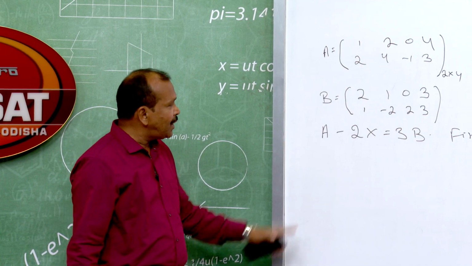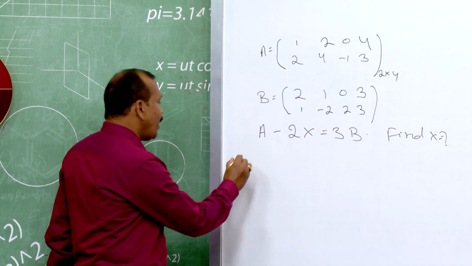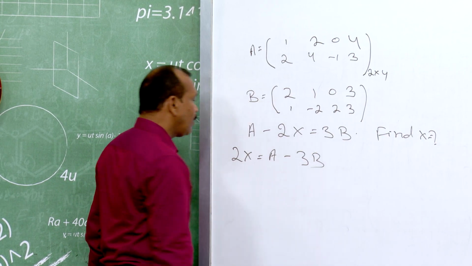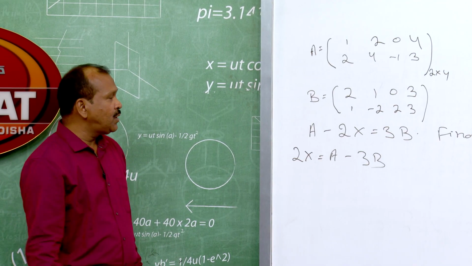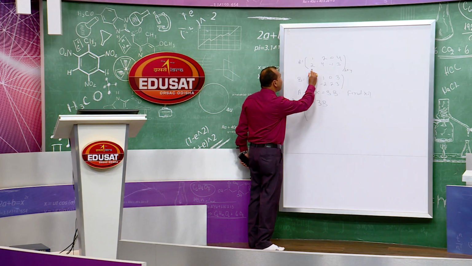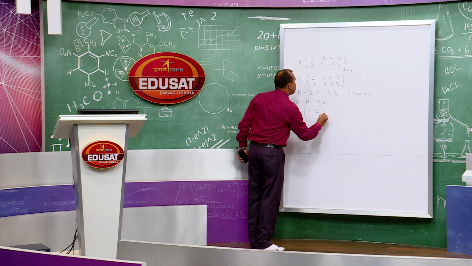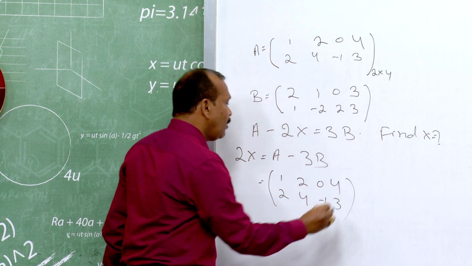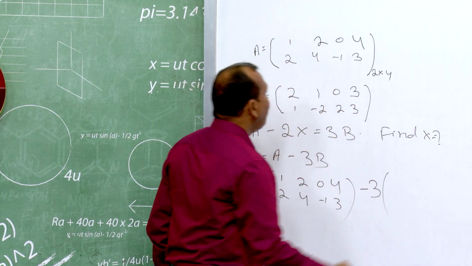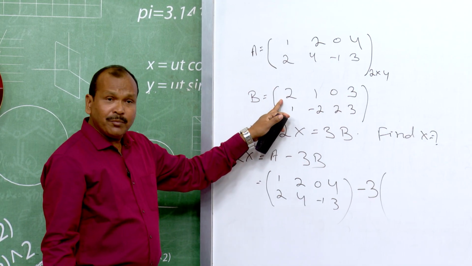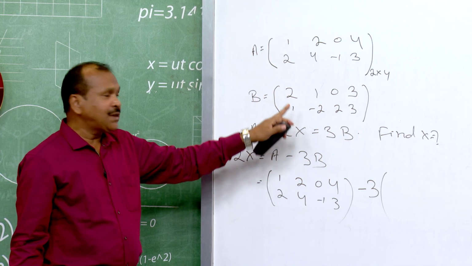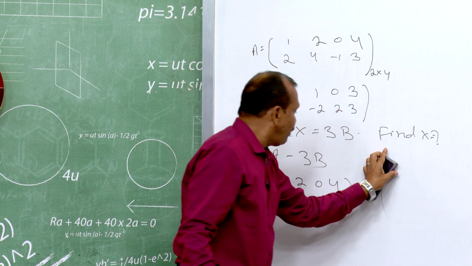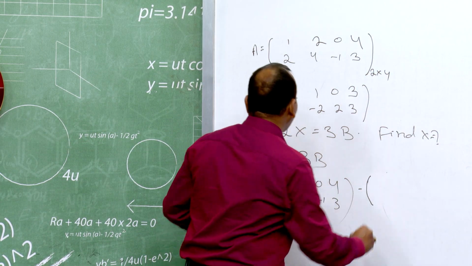So how to find it? A minus 2X is equal to 3B, so 2X is equal to A minus 3B. A is the matrix 1 2 0 4 2 4 minus 3 times the B matrix. 3 is a scalar and it is multiplied in the matrix B. That means 3 is multiplied in each element.